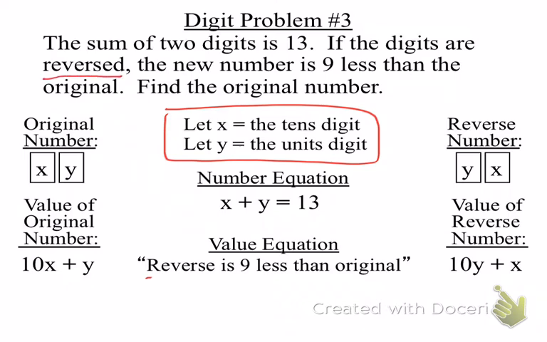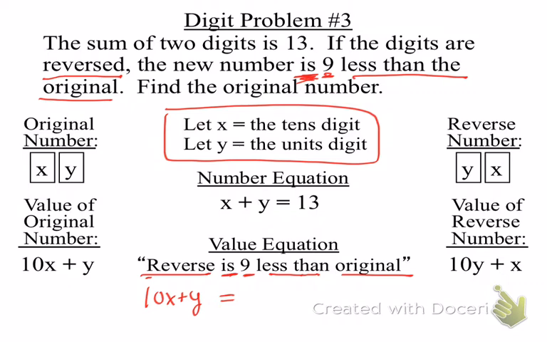Number three, this is a huge problem I saw in multiple cases. I get this from here. Reverse is 9 less than original. So I get that from the problem. But I have people doing this. 10x plus y. What is wrong with that? What's wrong with that?